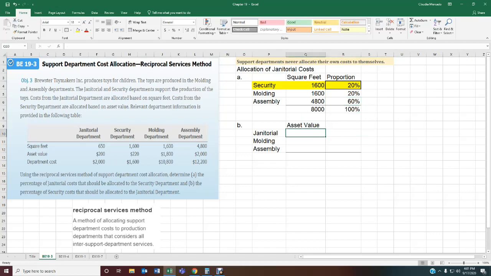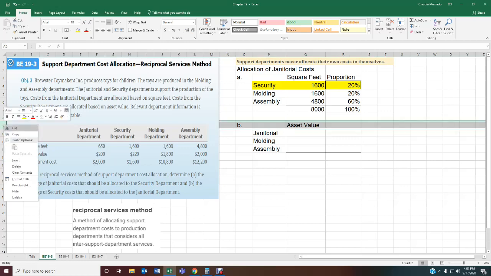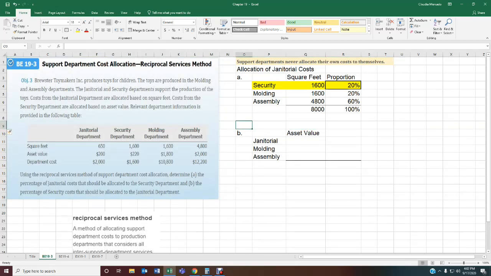Now, for letter B, it says determine the percentage of security costs that should be allocated to the janitorial department. So now here, let me insert another line right there. We're going to do the allocation of security costs. Because I'm allocating my security costs, I'm going to allocate my security costs to the other three departments, which is my janitorial, molding, and assembly.